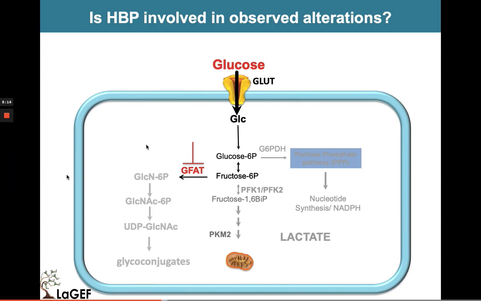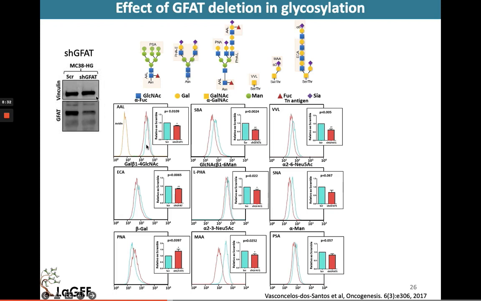But we wanted to know if the HBP, the hexosamine biosynthetic pathway, was involved in the observed alterations in the glycosylation. So we downregulated the enzyme GFAT. And here we can see that the downregulation of the enzyme was around 70%.